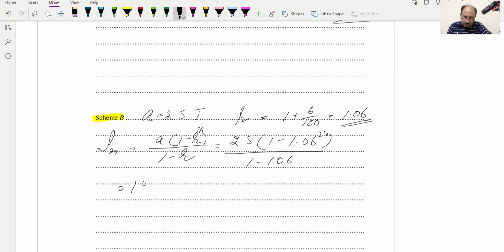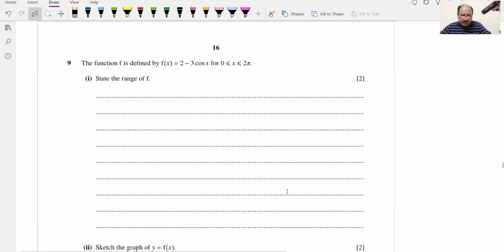And this will be 127.03. So 127.04, and we can rewrite it as 127 tons. This will be the final answer for scheme B. Now next question, question number 9. The function f is defined from 0 to 2 pi.